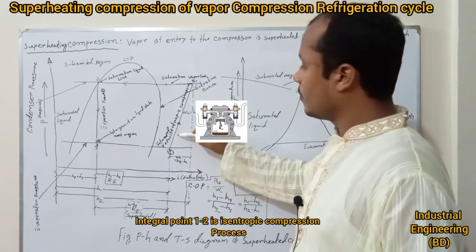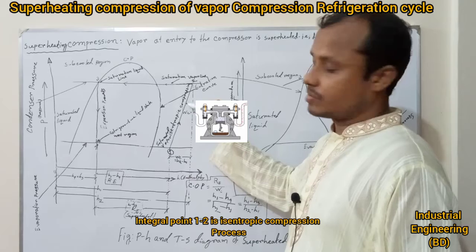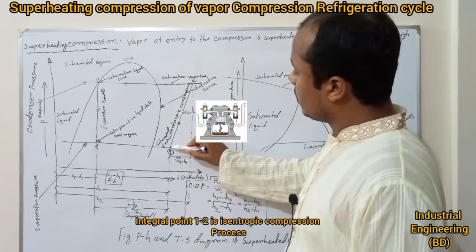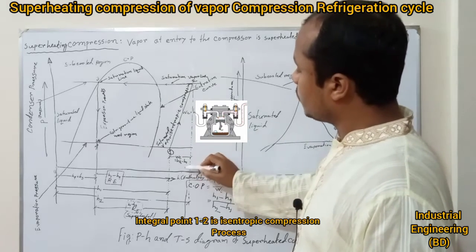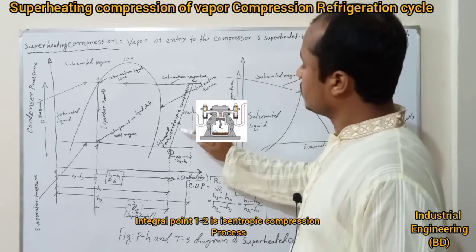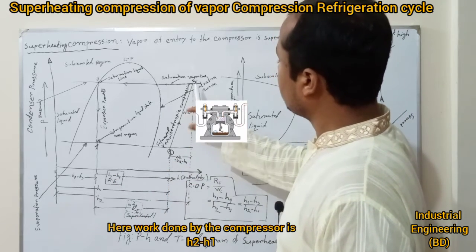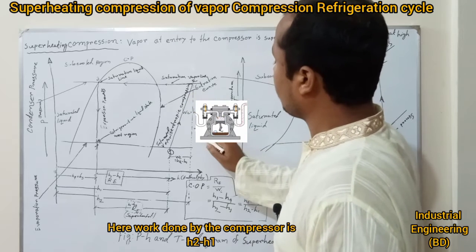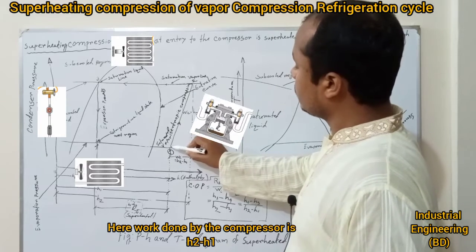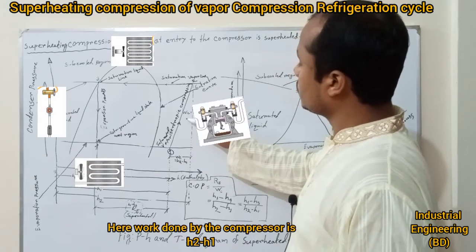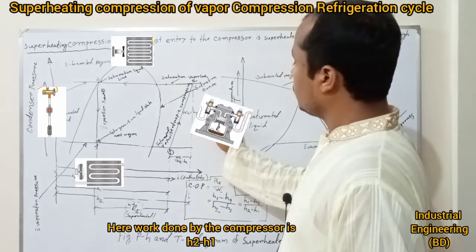The compression process of this refrigeration is an isentropic compression process. In this process, the refrigerant is compressed, so pressure and enthalpy both increase. So at point 1 the enthalpy is H1, and at point 2 it is H2. Since the process 1 to 2 is an isentropic compression process, the work done is equal to H2 minus H1.